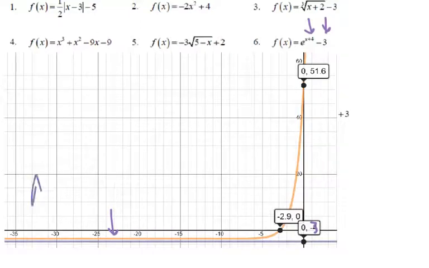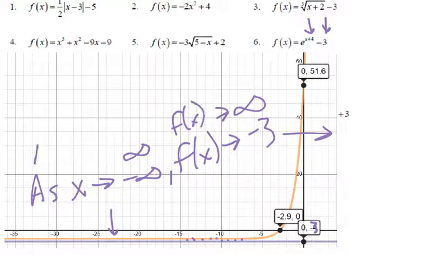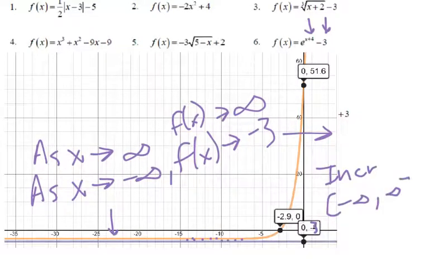As we look at end behavior, as x approaches negative infinity, f of x is going to approach negative 3. It's going to get as close as it can to this line, but it's never going to touch it. As we go to the right, as x approaches positive infinity, we're going up and up, so we're positive infinity again. Once again, there is no symmetry. As we go left to right, it's always increasing, never decreasing. So increasing from negative infinity to positive infinity.